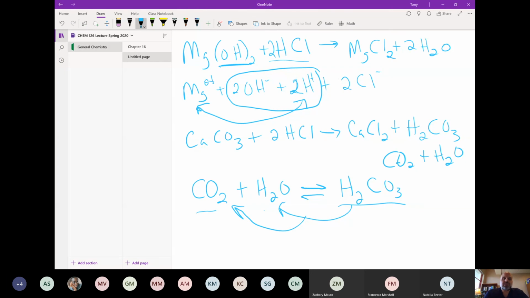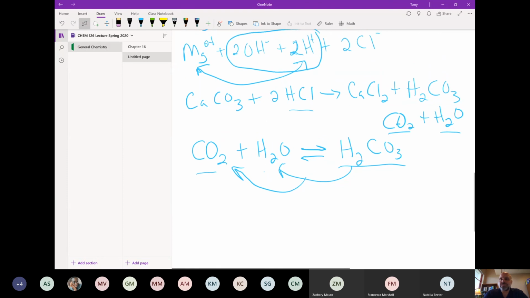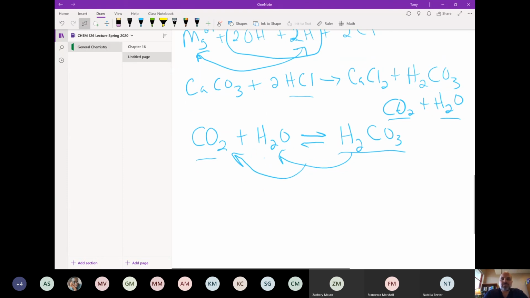So you can see when you take a calcium carbonate tablet or a Tums, you're going to react with the acid in your stomach, and you're going to be giving off carbon dioxide and water, because you form carbonic acid, which eventually releases the carbon dioxide and water.